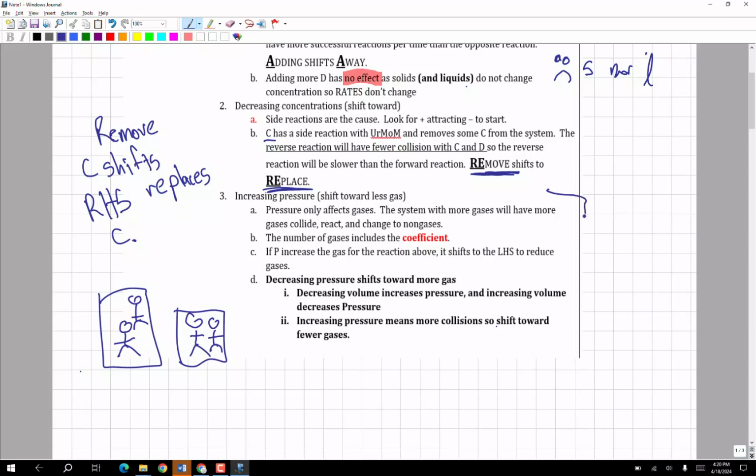So increasing pressure is going to shift towards the side with less gas. Pressure only affects gases. The system with more gases will have more gases collide, react, and change to non-gases. The number of gases includes the coefficient. If the pressure increases, it shifts to the left-hand side to reduce gases.